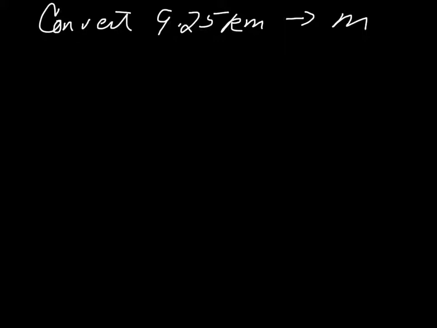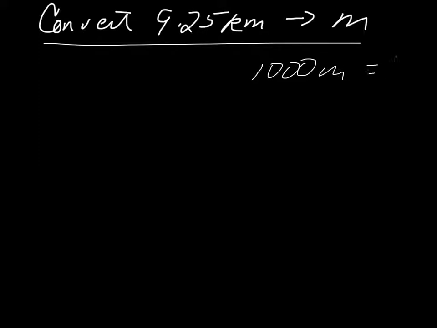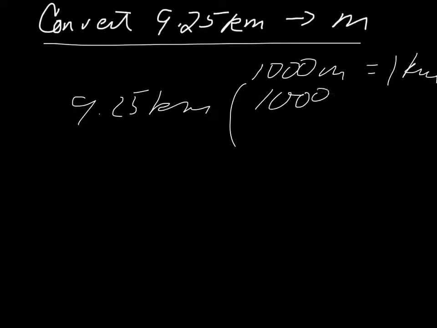Okay, somebody tell me what I need to do with this one. 9.25 kilometers to meters. So we need to know how many meters in a kilometer, right? So what do we do to 9.25 kilometers? Multiply by 1, which would be 1,000 meters to 1 kilometer. Yeah, if you keep the units in there, then you're multiplying by 1, right?